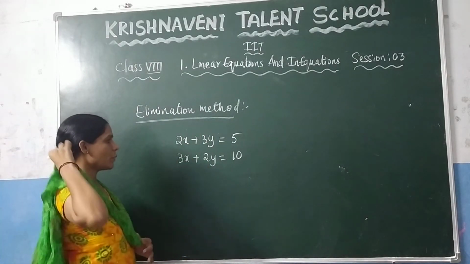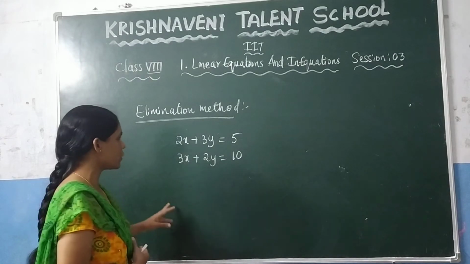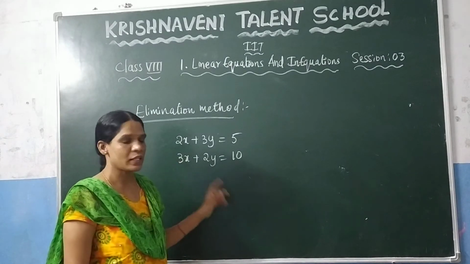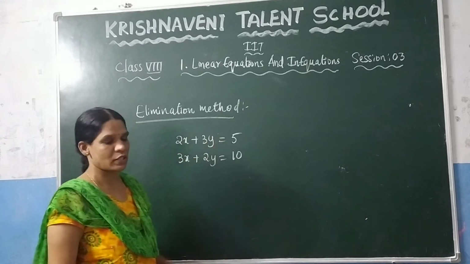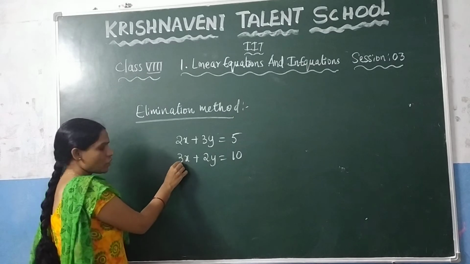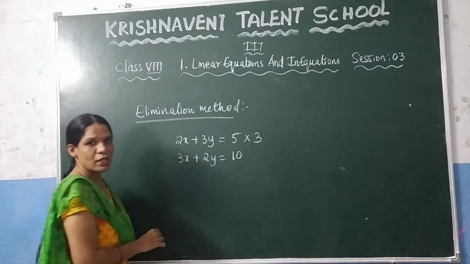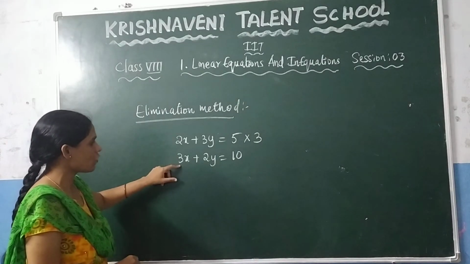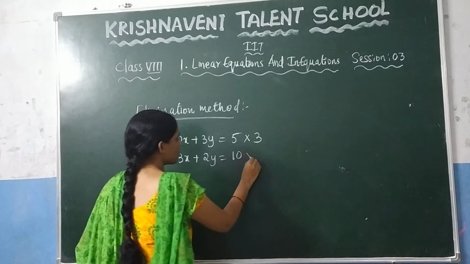So, if you want to make the coefficient of x or the coefficient of y the same, what do we need to do? You need to multiply each equation by the coefficient from the other equation. Here, what is the coefficient of x in the first equation? It is 3. So, multiply this equation with 3. And similarly, what is the coefficient of x in the other equation? It is 2. So, multiply this equation with 2.